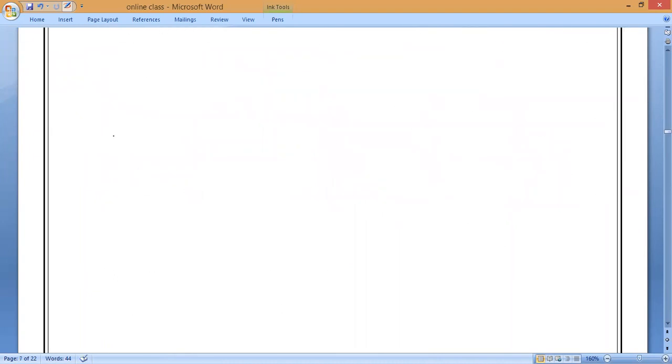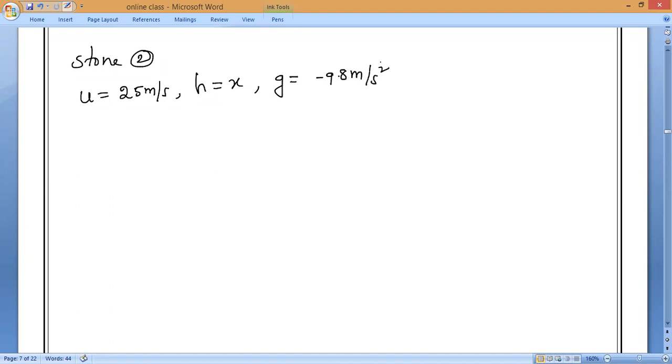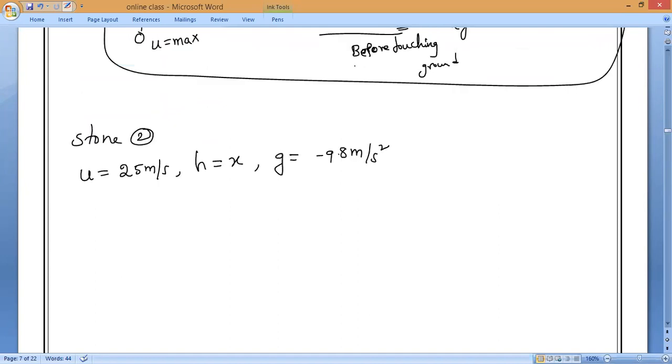Now, stone 2, tell me, what is the stone 2 information you know, all of you? Stone 2, initial velocity is equal to 25 meter per second. H is equal to x. G is equal to minus 9.8 meter per second square. Now again here we should find time and height only. So which equation can we use, guys? Anybody? Because in the question they are asking when and where.